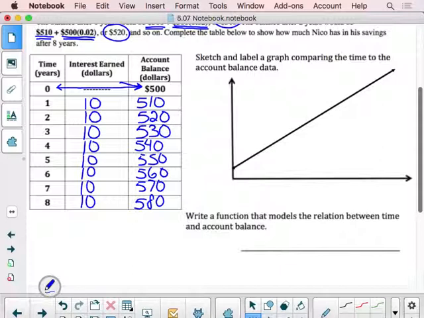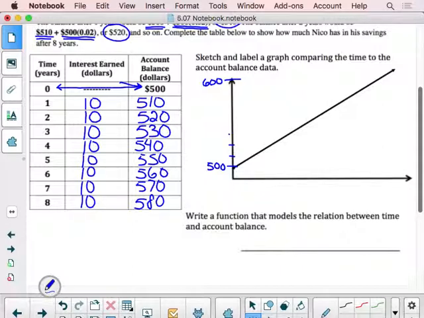Now we need to graph this. I hope you can see that this is going to be linear. This is going up by the exact same amount every time, plus 10, plus 10, plus 10. So this is going to be a linear relationship. It's starting out at 500 bucks down here, and I'm going to cap it off at 600, even though we don't quite get to 600 on this table. And then put 10 tick marks here.